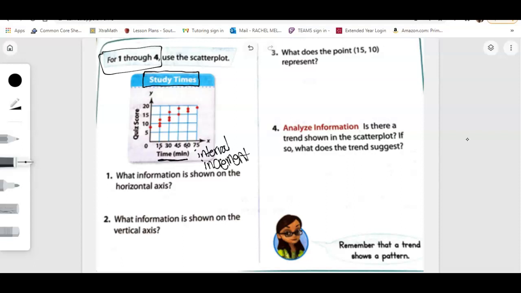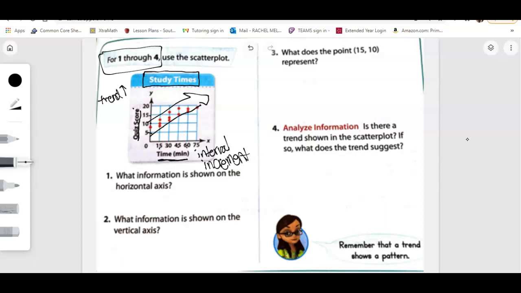I see on the y-axis we have quiz score, and that each of those intervals are 5 points, I'm assuming. So is there a trend? Well, looks to me like there is, because it looks like it's going up, doesn't it? So I would say that my trend is increasing. Now let's answer these questions.